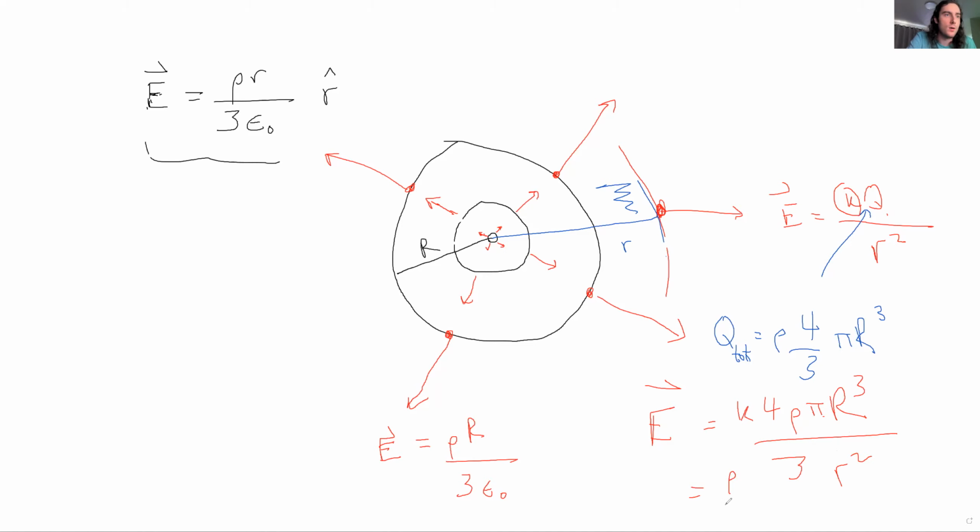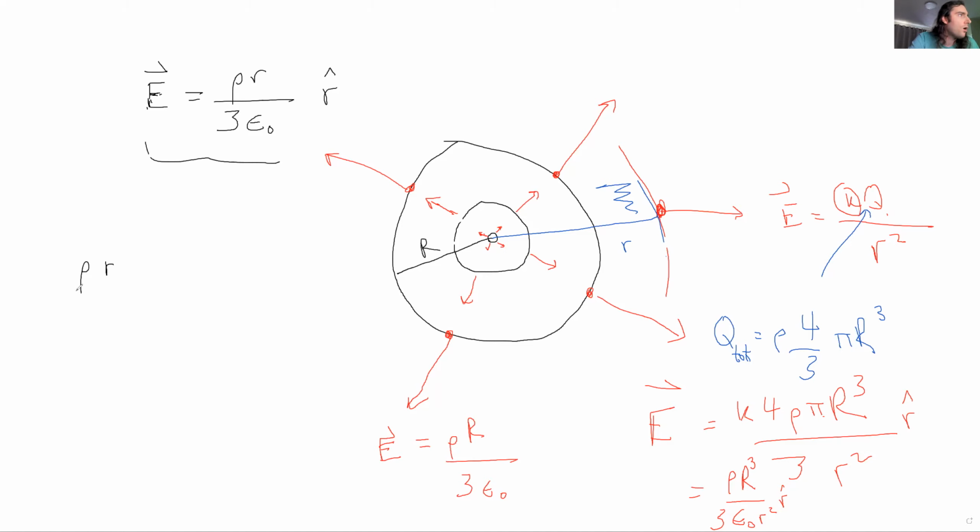answers. So rho over epsilon naught, we have a 3 in the denominator. We have a big R cubed up top, and we have an R squared in the bottom. And if we want to make this a vector, we put R hat. Now we can compare these two. They have virtually the same form, right? So it's always important to do stuff like this with your answers.